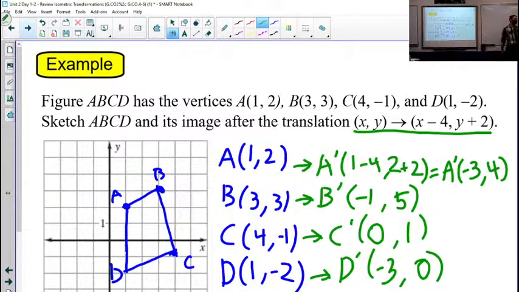Now, if you want to do this with the graph, I need to figure out what directions I'm moving. So x minus 4. Well, x is in charge of left and right. So if I'm subtracting 4 with the x coordinate, that is going to move me to the left. That's a negative direction for x. So that's going to be left 4.